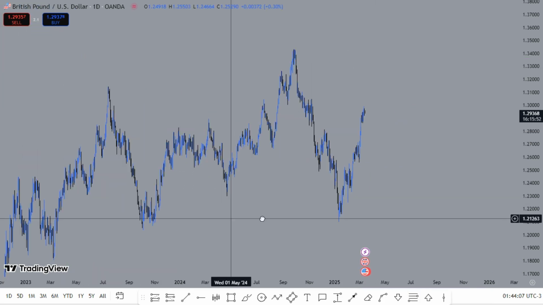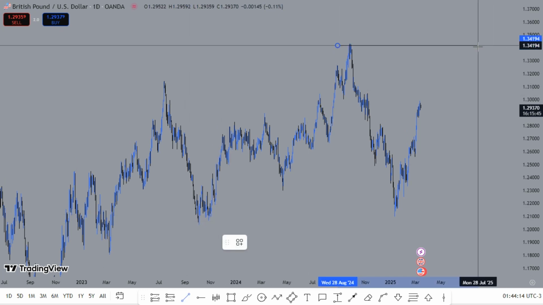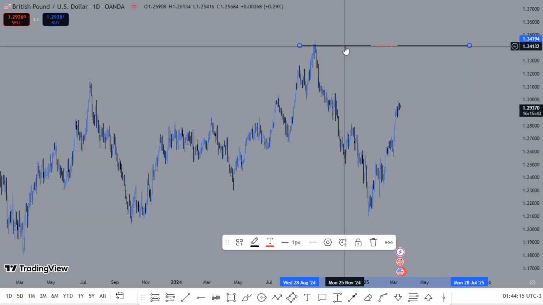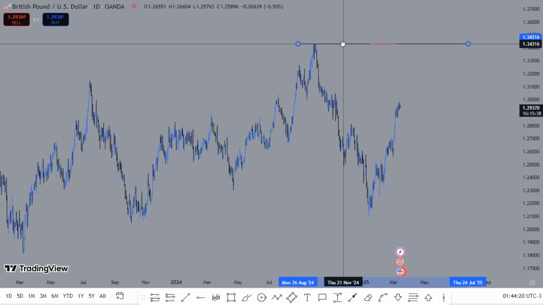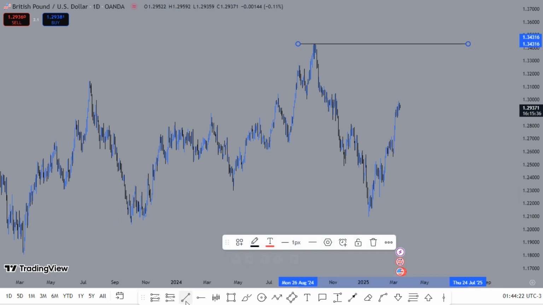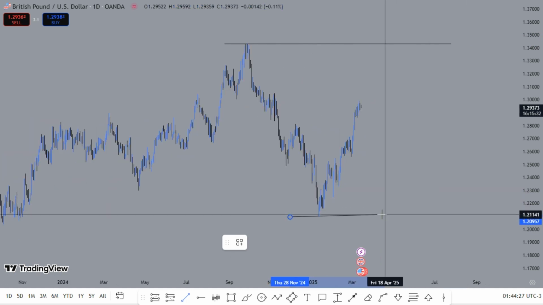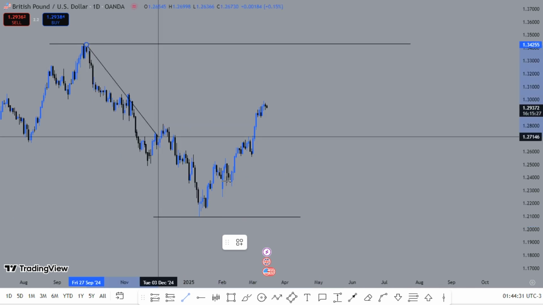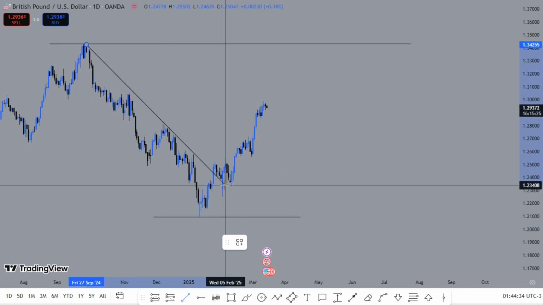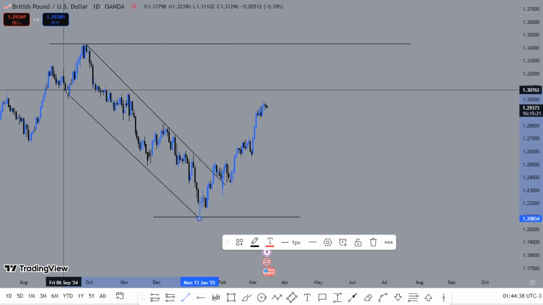So if I remove everything, now we can say we had this level right here is our high, that is before price dropping like crazy. And of course we also have this level right here that now we see price has bounced off. Now if we talk about trend line, if we bring in this right here, we can see basically that GBP USD broke out of this channel right here.